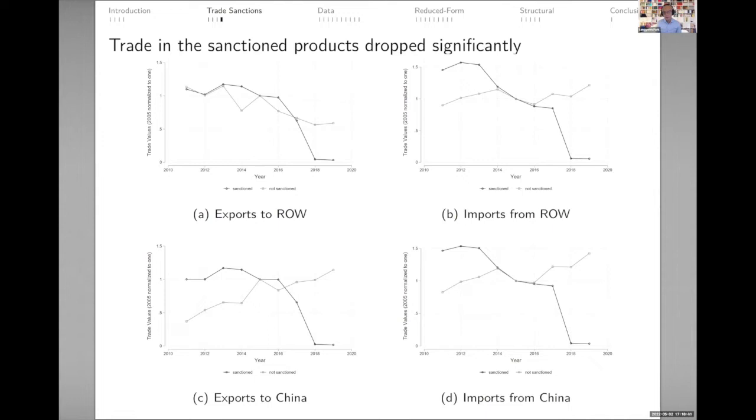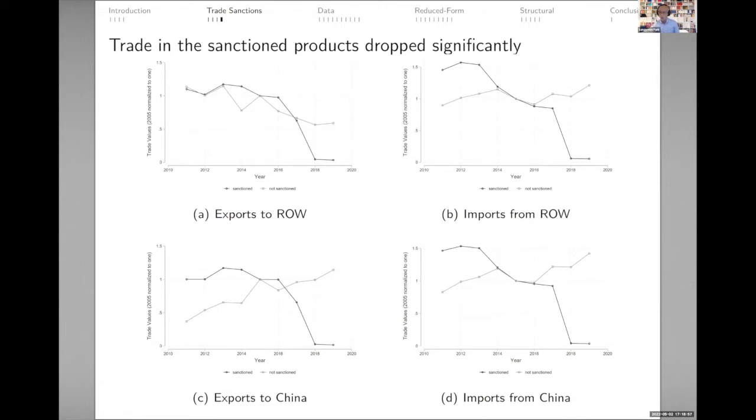Whereas for products that were not sanctioned, although we do see a somewhat declining trend, it doesn't fall as much as what we see with the sanctioned products. Looking at the top right panel, we see imports that were sanctioned also drop to about zero.